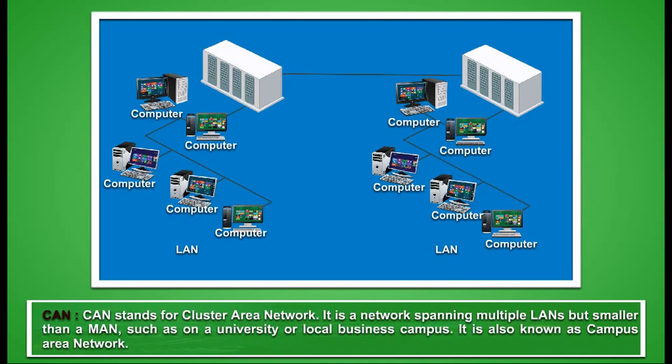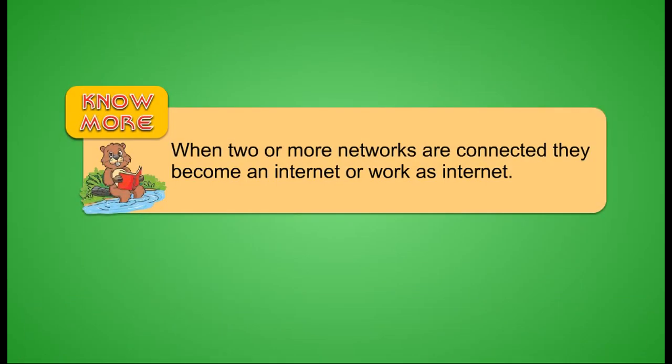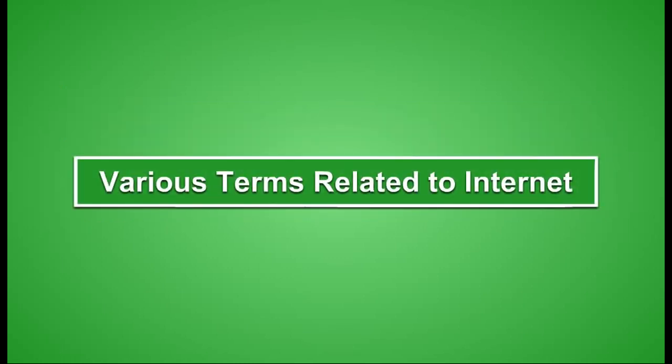CAN. CAN stands for Cluster Area Network. It is a network spanning multiple LANs but smaller than a MAN, such as on a university or local business campus. It is also known as Campus Area Network. When two or more networks are connected, they become an internet or work as an internet.